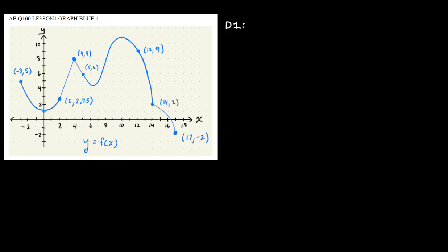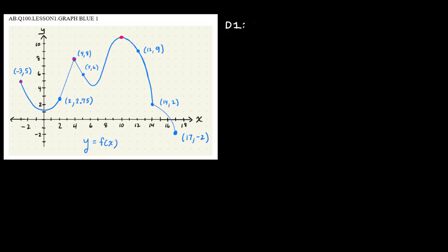In question D1, they want us to find the x value where the function y equals f of x has a local or relative maximum. You can see that this is a maximum point, but also over here, this is a maximum point. And actually right here, this is a relative or local maximum point. And then we're going to use slope to justify that.